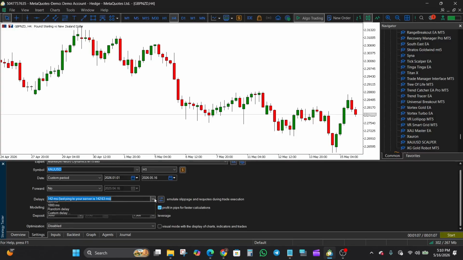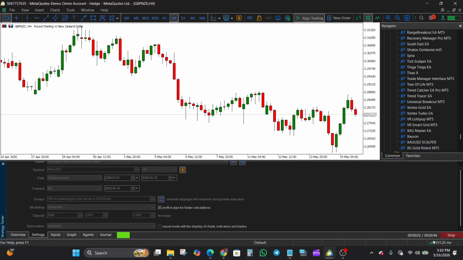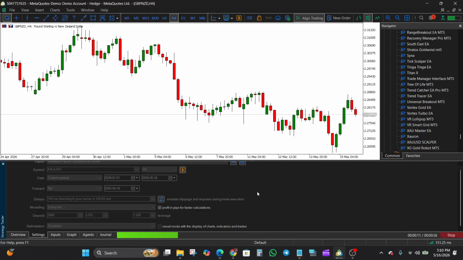As for the delays, we are using the last ping to the server, and then we are going to be using the every tick modeling. All right, so let's just start the test immediately. In about a minute's time or less, we're going to have the results out. We're just going to go through the chart together, look at a couple of trades that were taken, and then we're also going to head over to the results so that we can see how the EA performed over the duration of our testing, which is about 4.5 months.